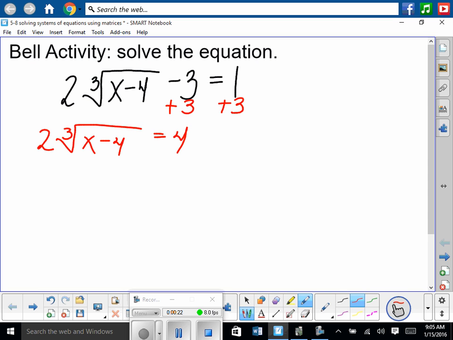Then, to isolate the cube root, we have to first, what? Divide by 2. Good, divide by 2.